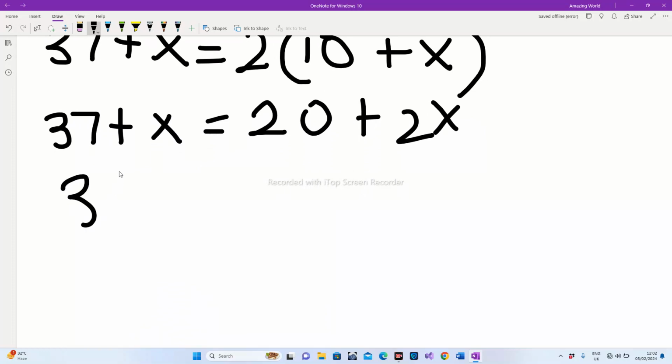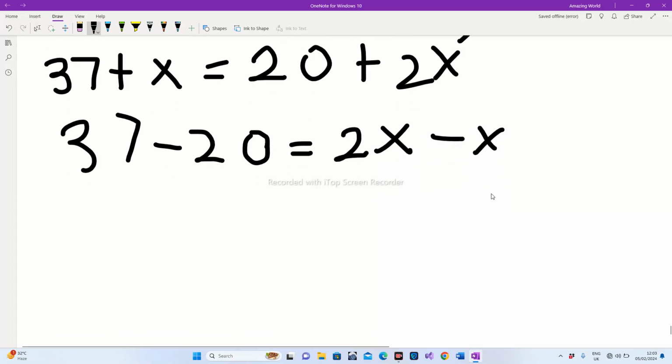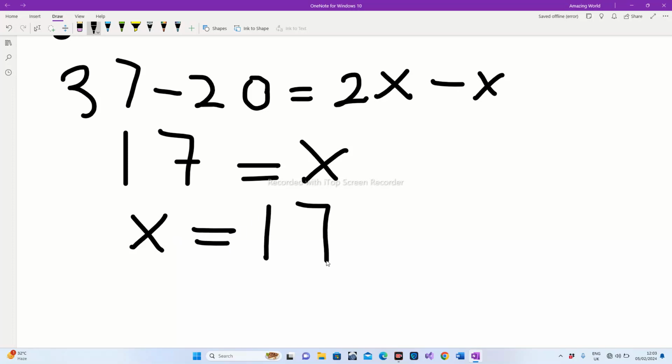So if I have here 37 minus 20, remember this positive 20 comes over here, becomes negative 20, and this positive x comes over here, it becomes negative x. So we have 2x minus x. I hope this is very well explained. So 37 minus 20 would give us 17, and then 2x minus x will give us x. So that leaves us that the unknown number of years which we ascertain to be x is 17.